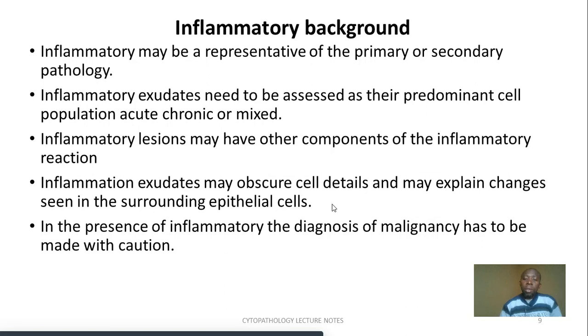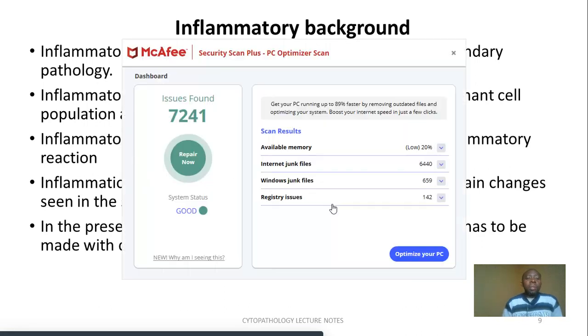Still talking about this, we need not draw conclusions most of the time, but also take the background into consideration. If you're seeing some moderate atypia and there is gross inflammation in the background, the background is very inflammatory, so we may not draw so much into the line of thinking about malignancy, but these could be changes which are a result of the inflammation taking place.